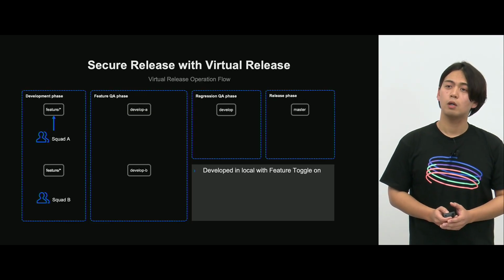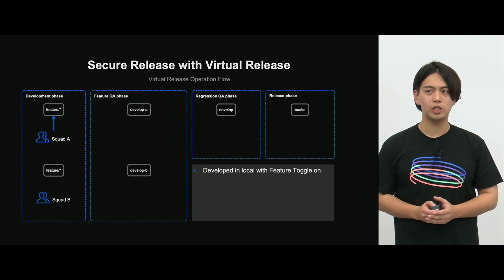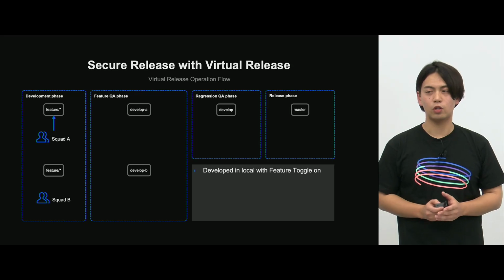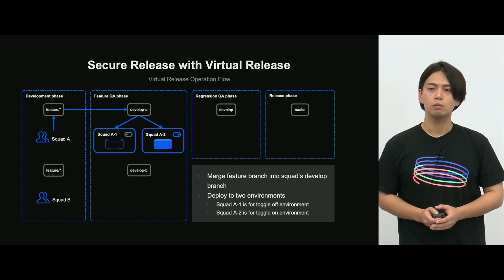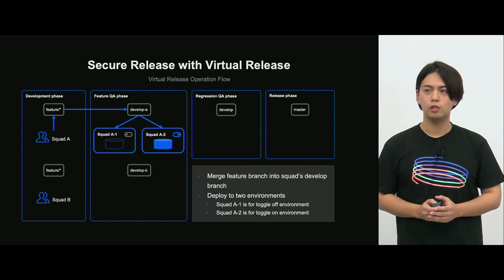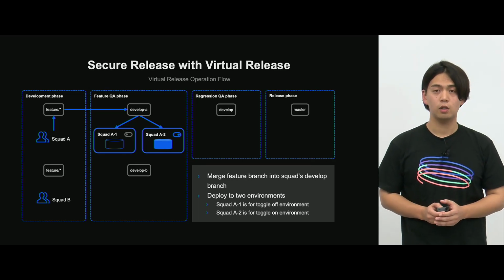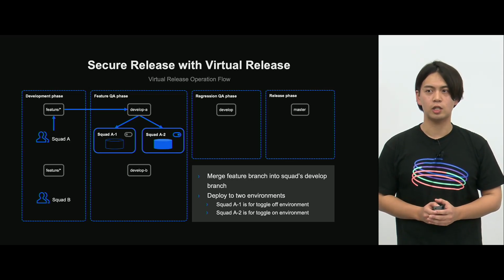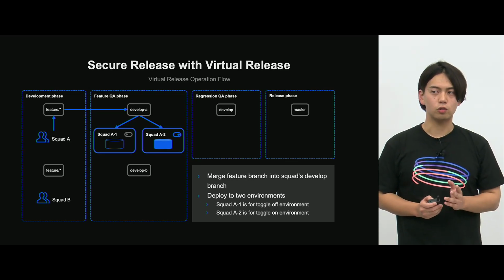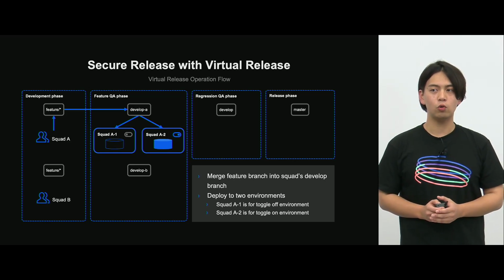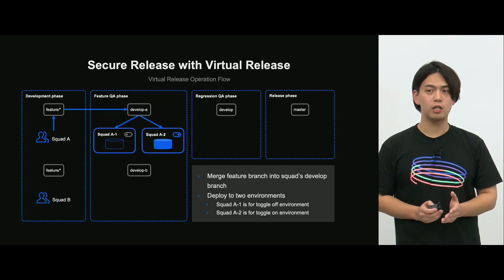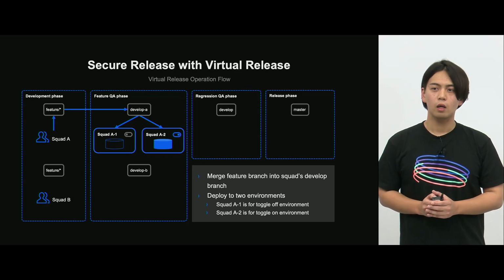And in the case of the virtual release, what is the difference? In the local environment, we create the feature branch for the virtual release, and the toggle is on in the local environment. Next, when development is done, it is merged to the squad development branch, and this is the difference from the normal flow. After this, we deploy the source code to two test environments, and in one environment the toggle is on, and we run the functional test to make sure that it is implemented.